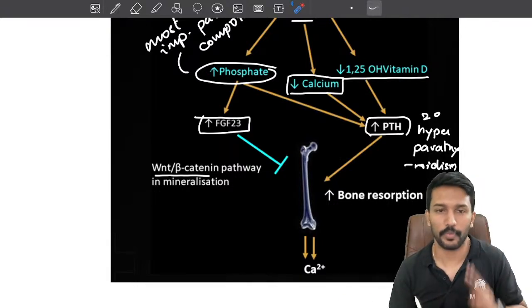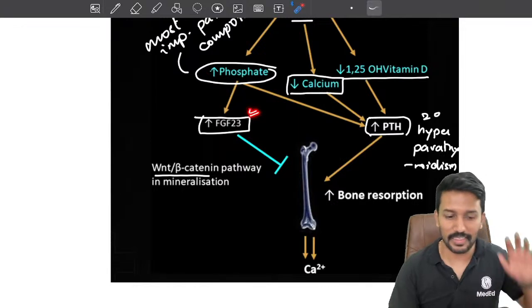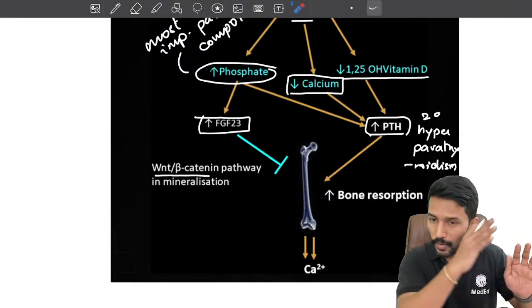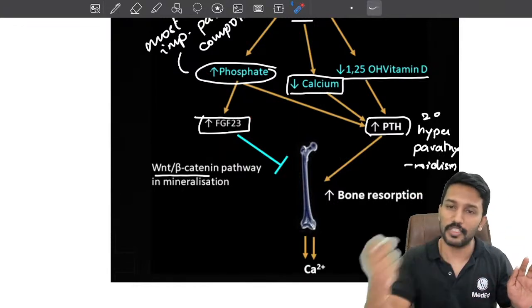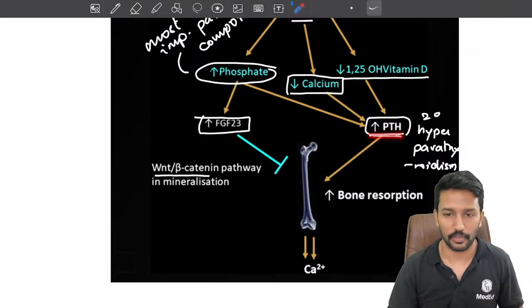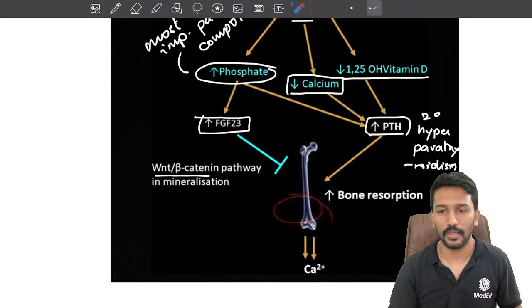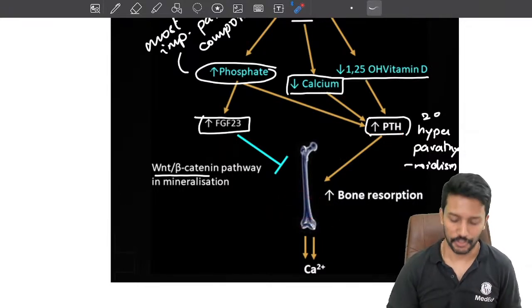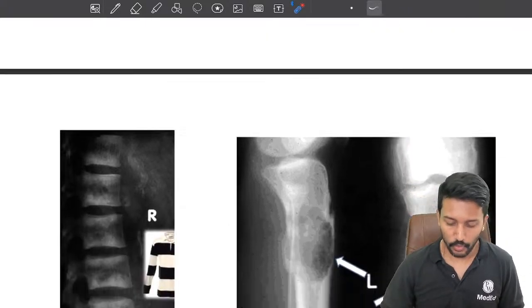So there are two hits happening to the bone. One, FGF23 is inhibiting the mineralization. Second, whatever mineralized bone is there, from there calcium is being taken out with the help of parathormone. So now what will happen to the bone? Bone will lose the calcium, right? Bone will lose the calcium.